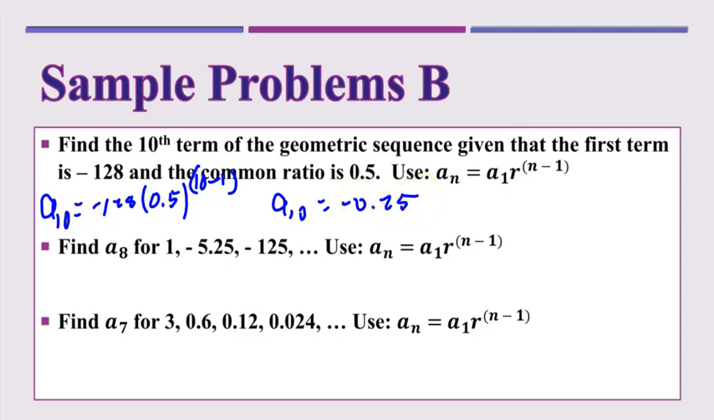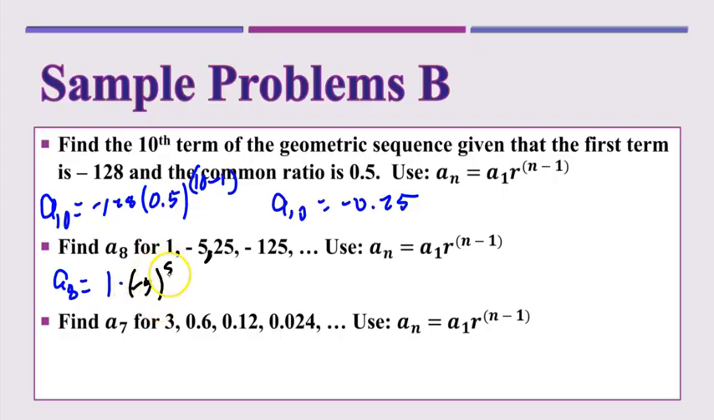Next, we find the eighth term, so it'd be a subscript 8 equals the first term of 1 times the common ratio. We're going to have to find the common ratio. So if I did negative 125 divided by negative 5, 25, just looking at this, this should actually be a comma here. So it goes from 1, negative 5, 25, negative 125. So the common ratio would be a negative 5.